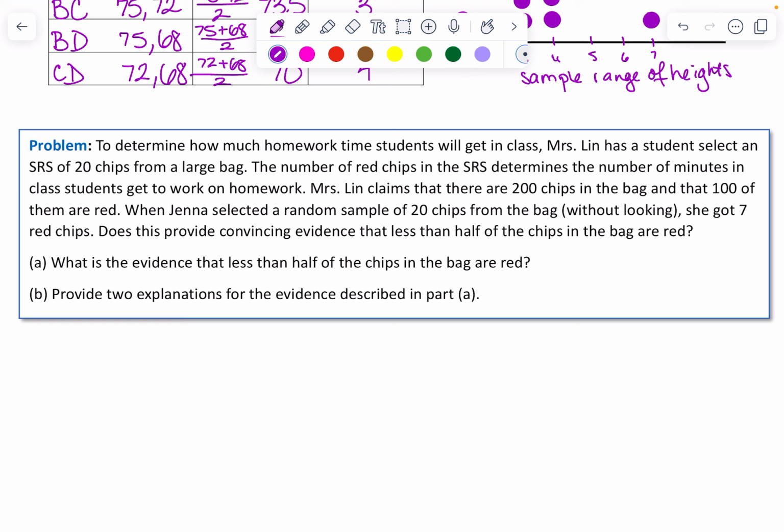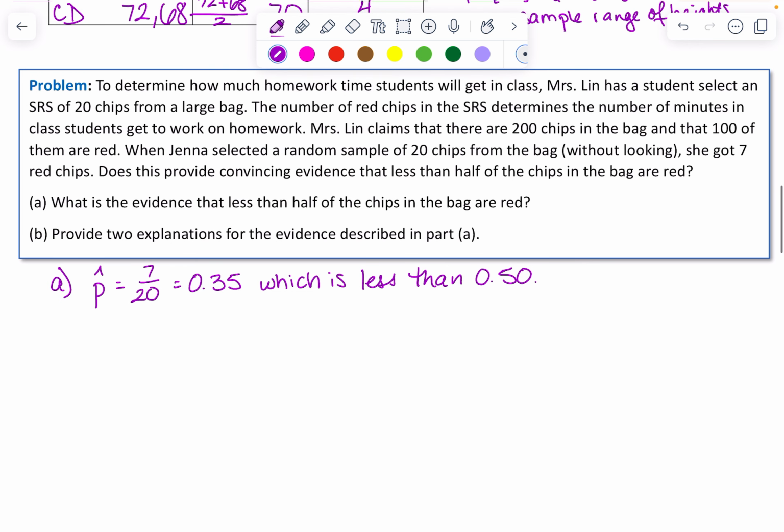Okay. So first, why do we think it's less than half? We think it's less than half because our sample proportion, our p hat, is 7 out of 20, which is not half. That's 0.35. Okay, it's less than the half that Mrs. Lin claims. So what are some possibilities of why Jenna got less than half? There's two options.